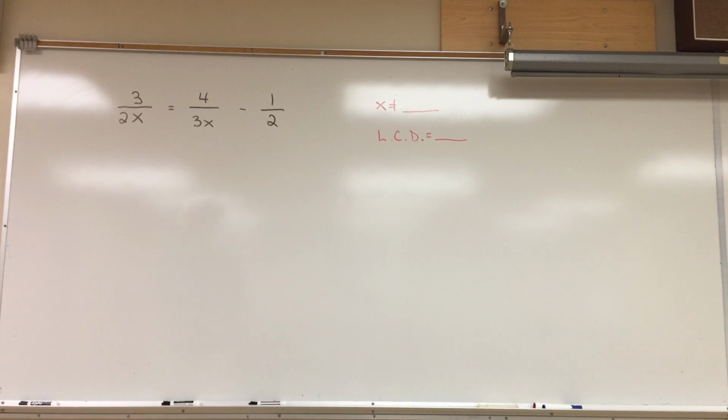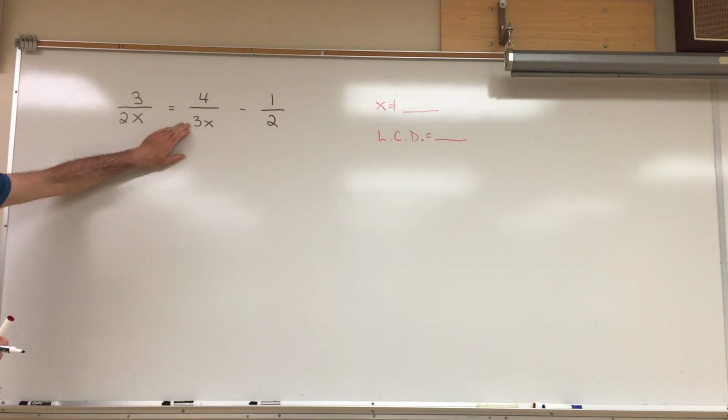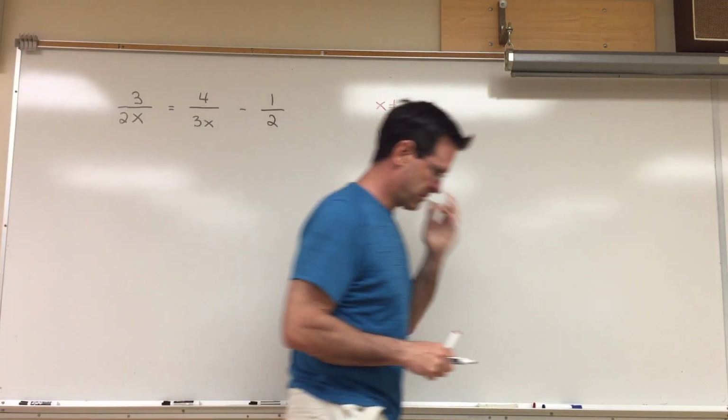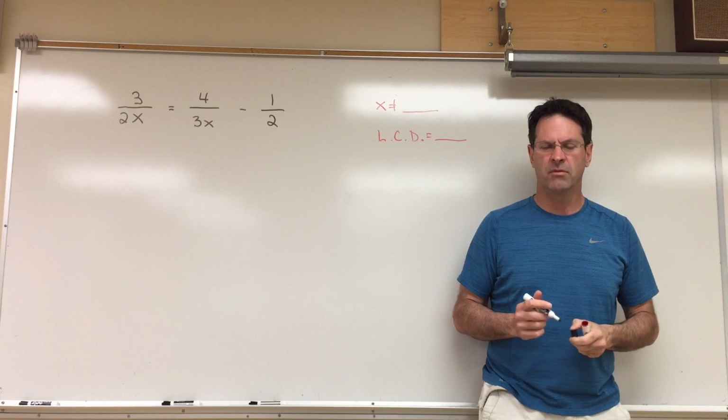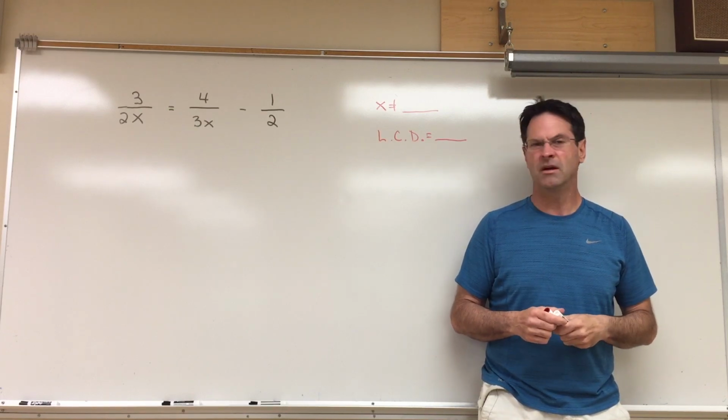Okay, let's try this one here. 3 over 2x equals 4 over 3x minus 1/2. You can put it on pause and give this one a try, and then unpause it, and we'll see how you did.